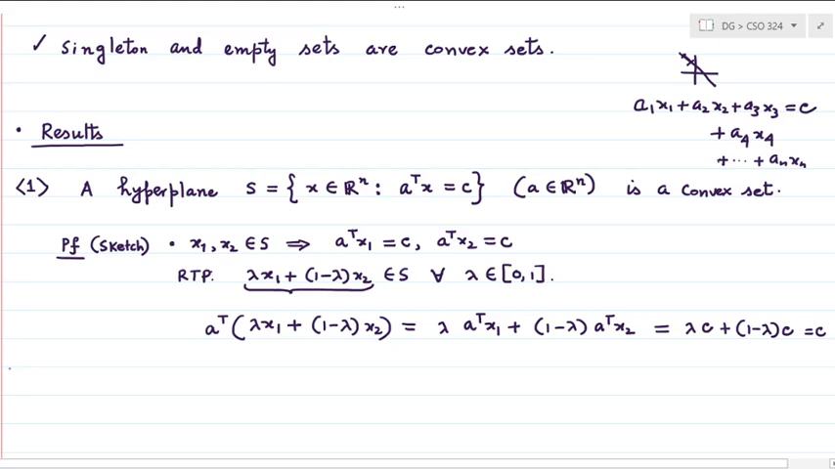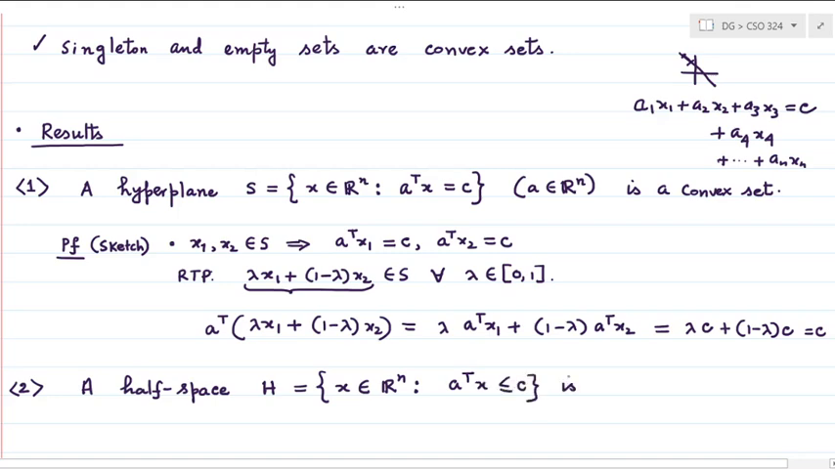And from here, similarly, you can prove the following: that any half space, which is defined by capital H, defined by one side of a hyperplane, that is A transpose X less than or equal to C, is convex. Prove it.